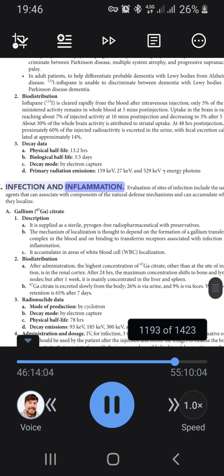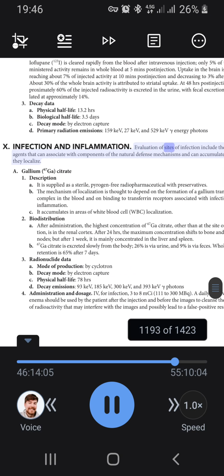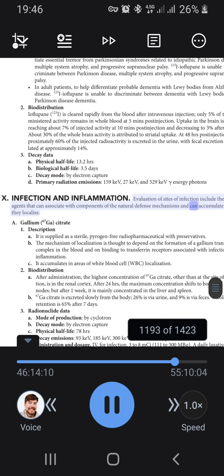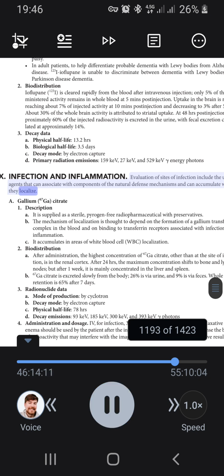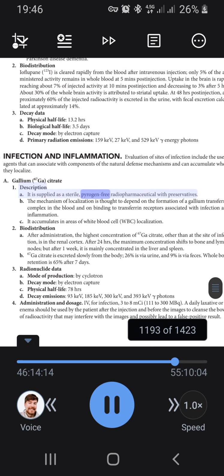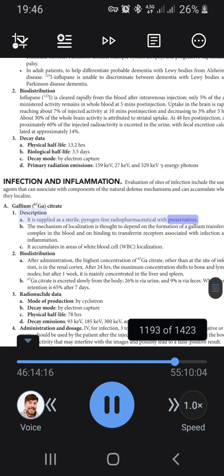Infection and inflammation. Evaluation of sites of infection includes the use of agents that can associate with components of the natural defense mechanisms and can accumulate where they localize. Gallium-67 citrate. 1. Description. A. It is supplied as a sterile, pyrogen-free radiopharmaceutical with preservatives.